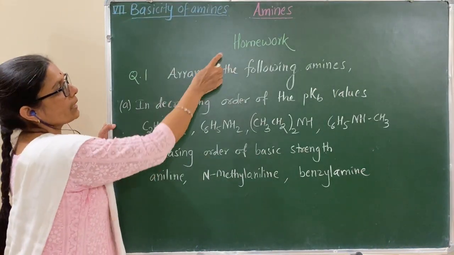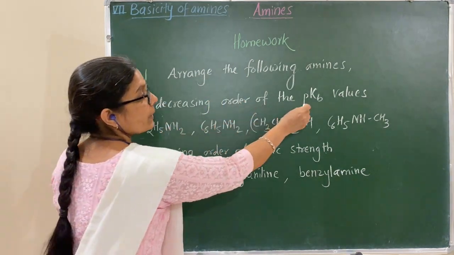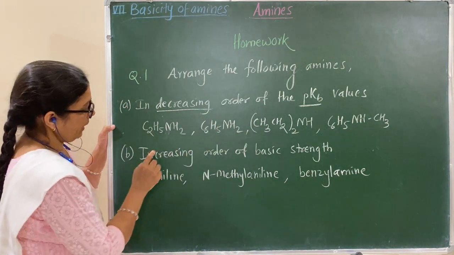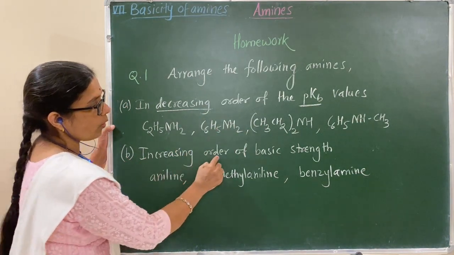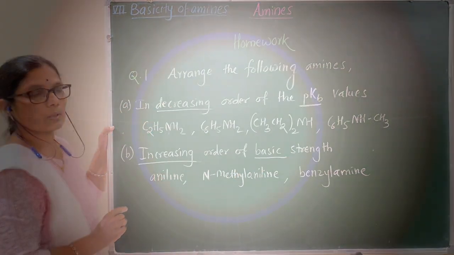Next, homework. Arrange the following amines in decreasing order of the pKb values. Okay. This. And next, increasing order of basic strength. This one. Okay.